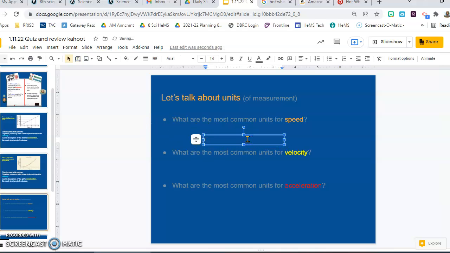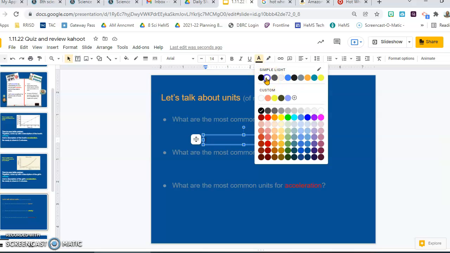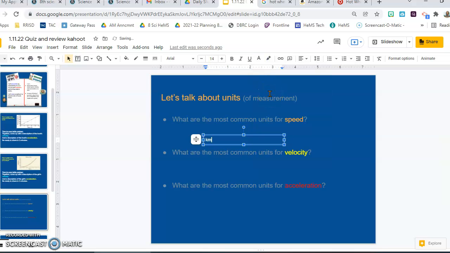So we could have kilometers per hour. We could have meters per second. We could have miles per hour. And if you notice, they're not huge. I'm going to make this a little bigger so you can see them. But there are 3 specific units. Now I'm going to copy that.